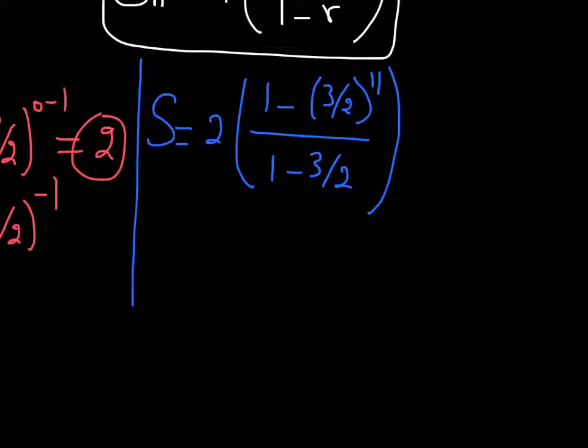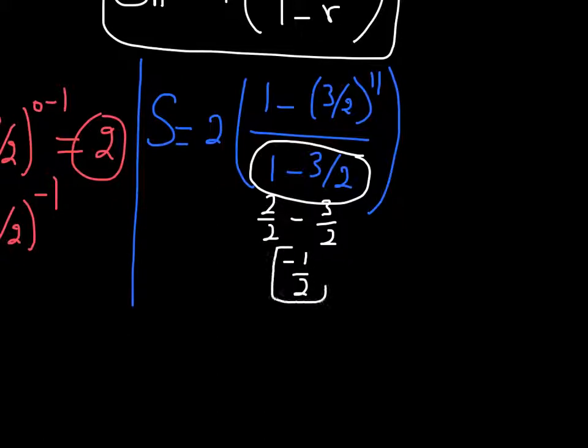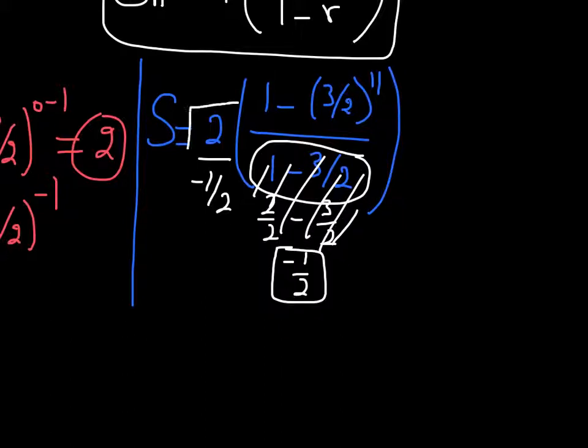I want you to start in the denominator. 1 minus 3 halves is going to give us 2 over 2 minus 3 over 2, which gives us negative 1 half. I want you to take this negative 1 half and take 2 divided by negative 1 half. All of this here reduced to negative 1 half. I want you to look on this side. What's 2 divided by negative 1 half? That's going to be negative 4.